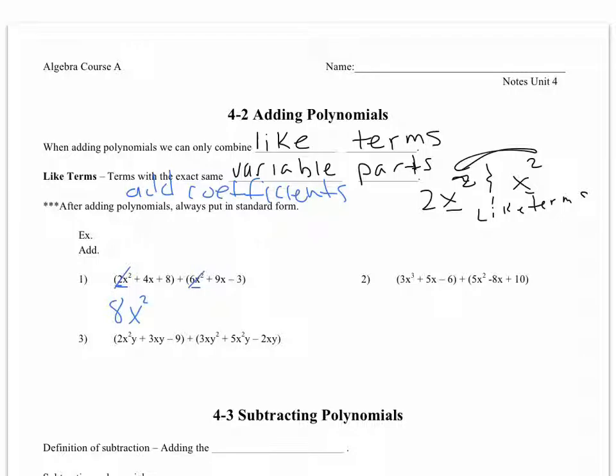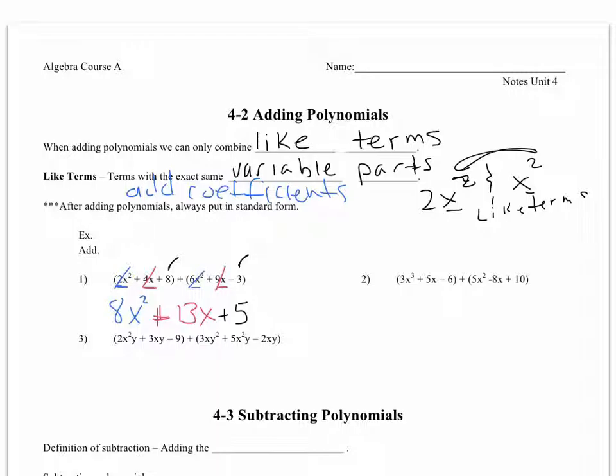So now the next one I have is a 4x. I'm going to look to see if I can find another term that has just an x, and that is this 9x here. And it's going to be 4x plus 9x, which is 13x. And then we're done with those. And now what are we left with? Well, we're left with an 8 and a negative 3. And 8 plus a negative 3 is a positive 5.